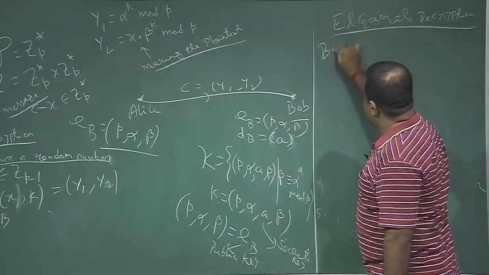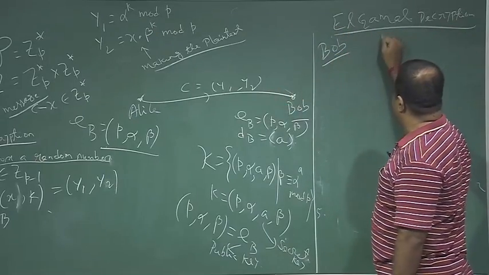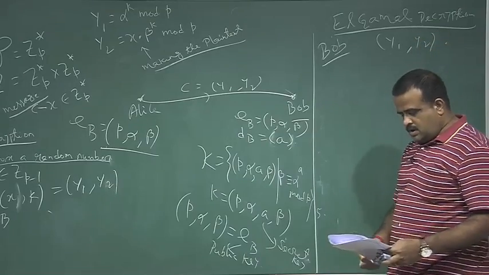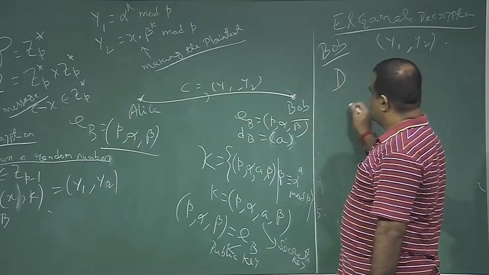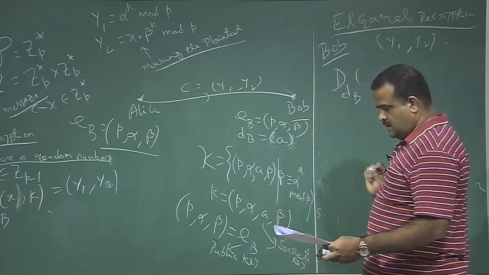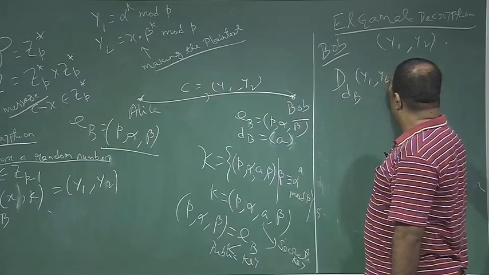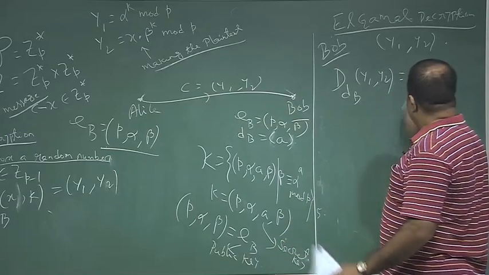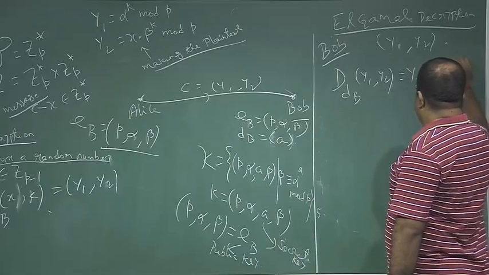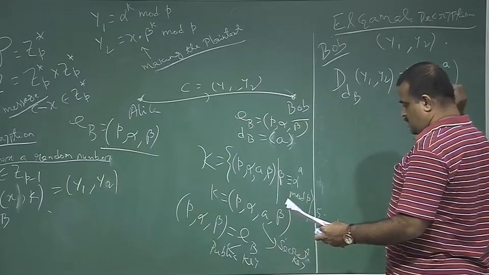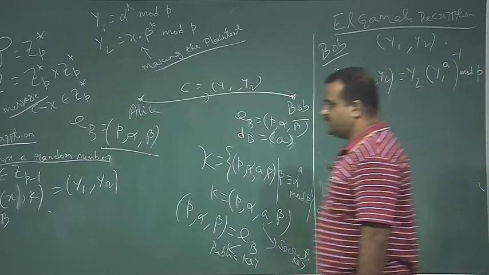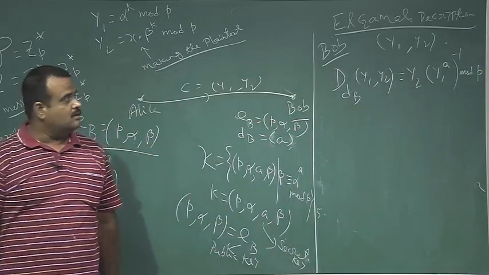And this has to be done by Bob upon receiving this Y1, Y2. So, Bob is receiving Y1, Y2. So, what will Bob do? Bob has to use his private key to decrypt Y1, Y2. Bob will compute Y2 times Y1 to the power A, inverse mod P. This is the ElGamal decryption.